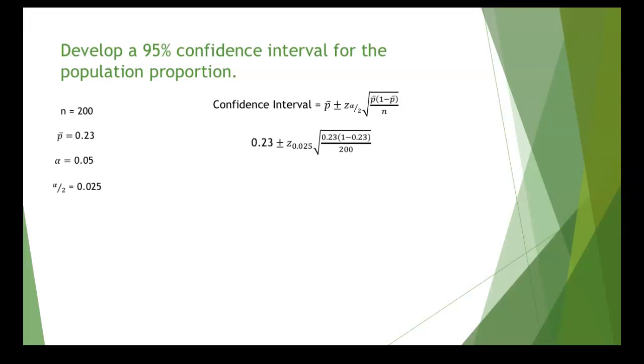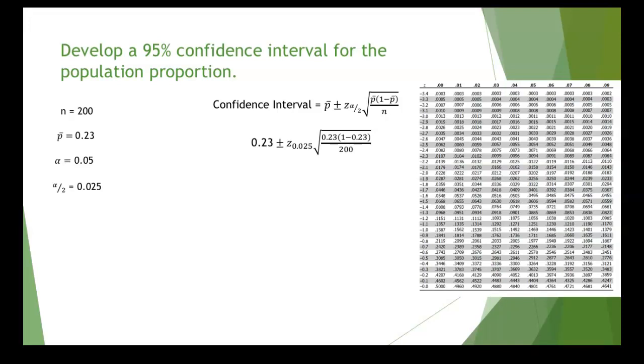So we have 0.23 plus or minus this Z-score that we're going to have to find, times the square root of 0.23 times 1 minus 0.23 all over 200. And so everything in that radical, that's our standard error. So this Z-score is the last piece that we still need to find to plug into our formula. So we'll take a look at our Z-score table.